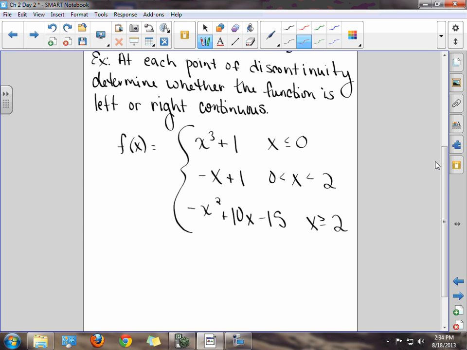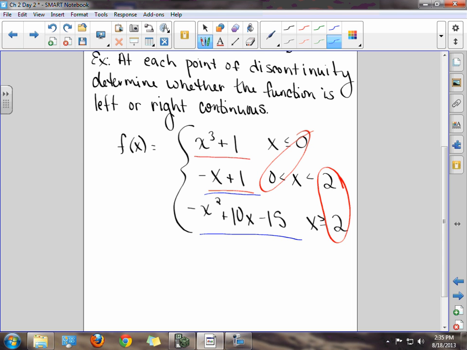So here we have, at each point of discontinuity, we want to see whether the function is left or right continuous. I know I have this whole list of functions that I know are continuous everywhere. One of them is polynomials. Every one of these are polynomials. So the only discontinuities I'm going to look at are going to be where it jumps, when I jump from this function to that function, and when I jump from this function to that function. So at 0 and at 2.